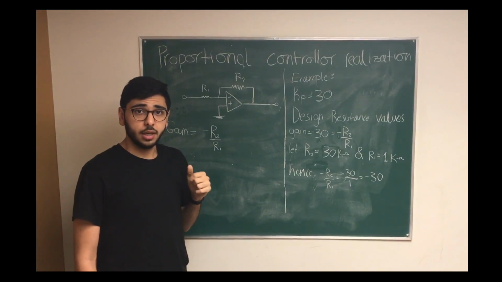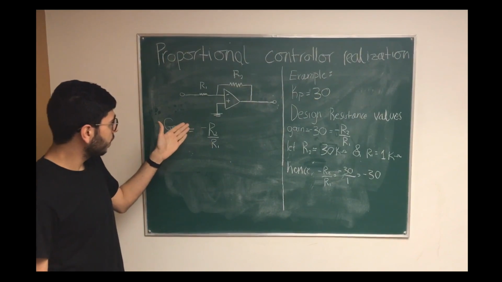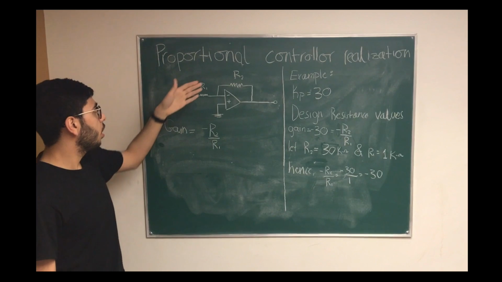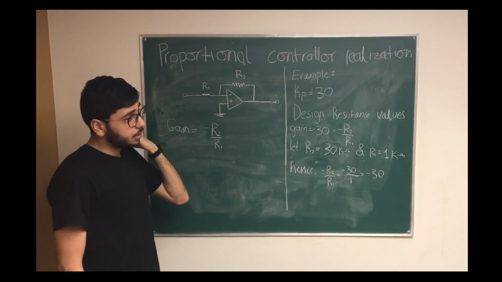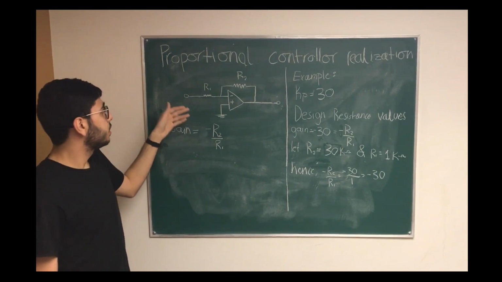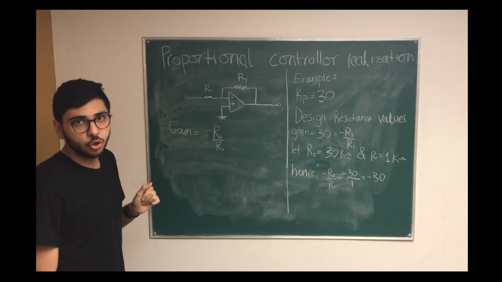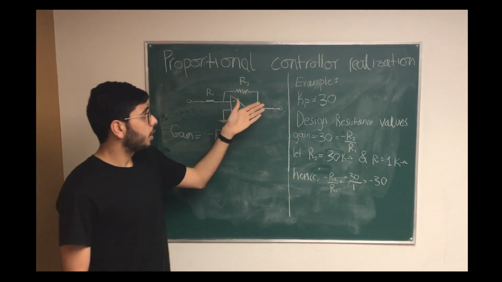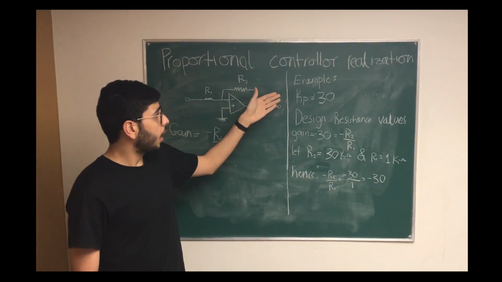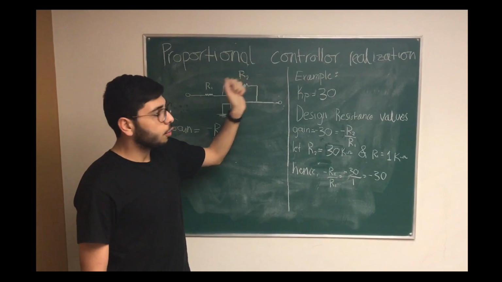So as you know, the gain formula for the inverting op-amp is given by negative R2 divided by R1, where R2 and R1 are the resistance values of the op-amp. And you can tell that this is an inverting op-amp since the positive is grounded and the input is going to the negative terminal of the op-amp. So a quick example is to show you how to design a controller with a Kp of 30.